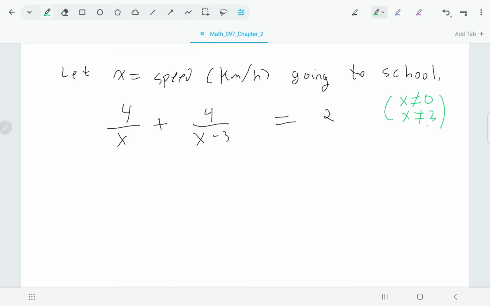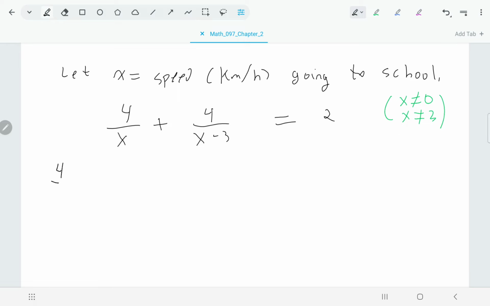Now that we've listed our excluded values of 0 and 3, to solve this equation, I kind of want to get rid of my denominators. I don't want this to be a bunch of rational expressions. So what I'm going to do is think about my common denominator, but instead of making common denominators, I'm going to multiply everybody on the left and on the right by that common denominator. So for these two fractions, the common denominator would be x times x minus 3.